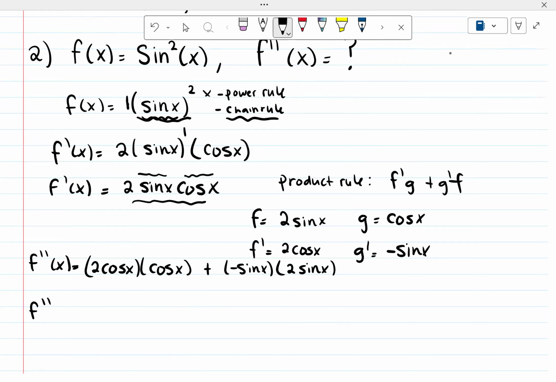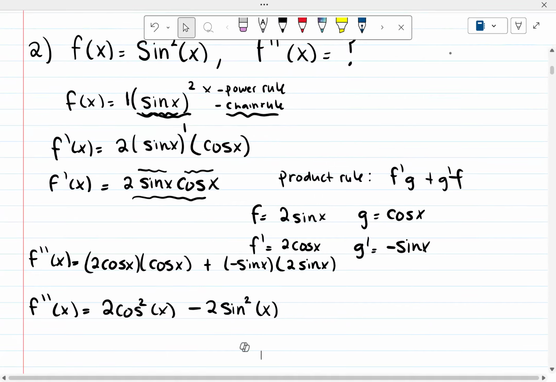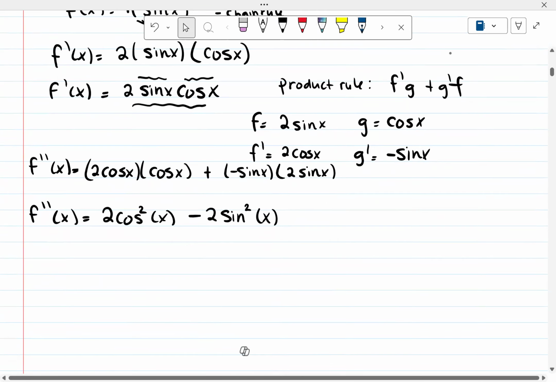Okay, so f double prime of x. What's 2 cosine of x times cosine of x? That is 2 cosine square of x. What is negative sine of x times 2 sine of x? That is negative 2 sine square of x. Is there anything you could do with this one? Can we do any kind of simplification?